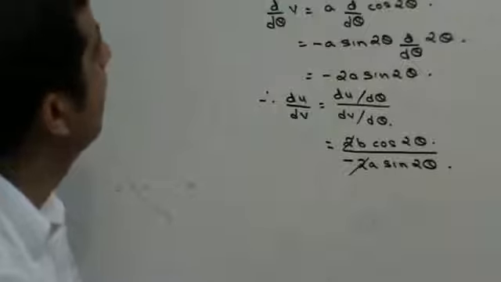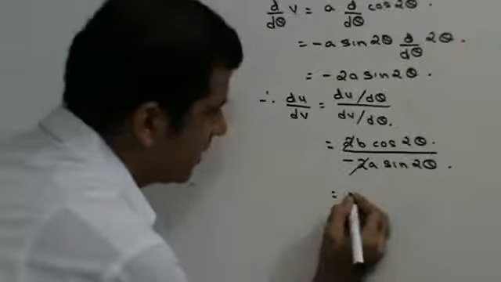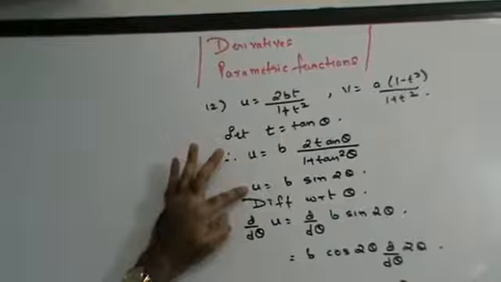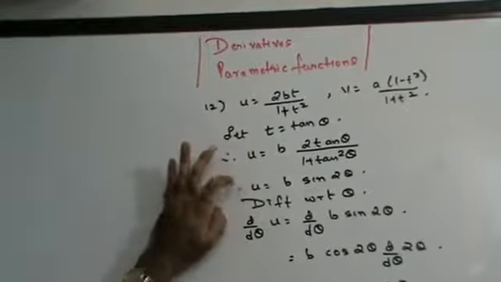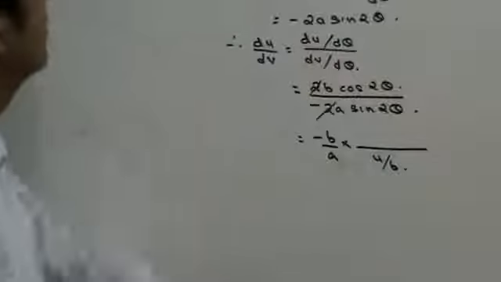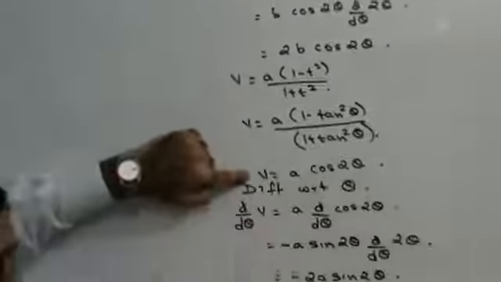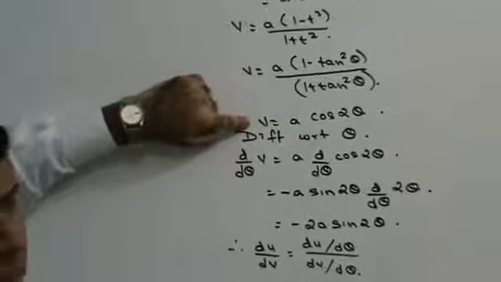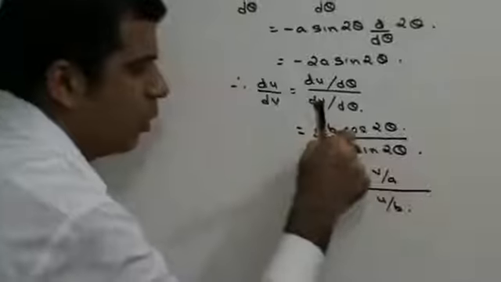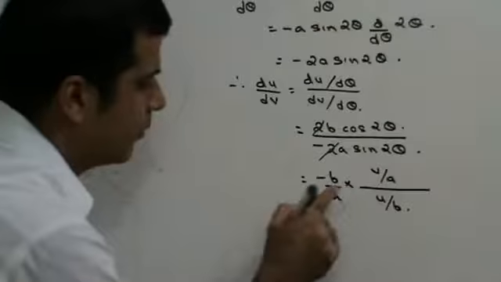Now, guys, if I look at my original equation, see this minus b upon a, I will leave it as it is. Can you just look up at the original equation? We had said that u is equal to b sin 2 theta. That means sin 2 theta can be written as u upon b. Look at this, guys. In the denominator I have sin 2 theta, which can be written as u upon b. Similarly, v is equal to a cos 2 theta. Therefore, cos 2 theta can be written as v upon a.